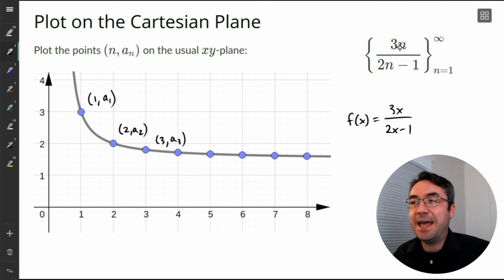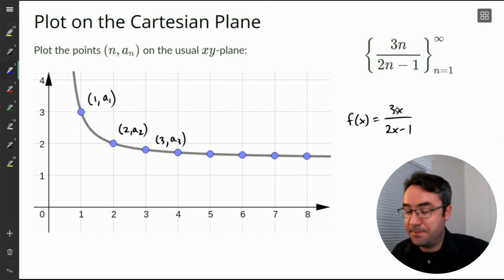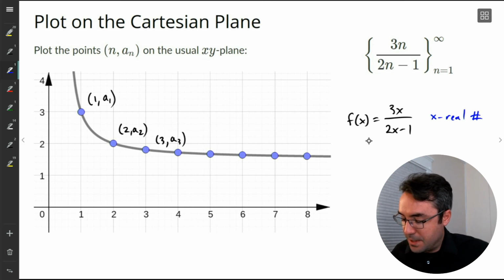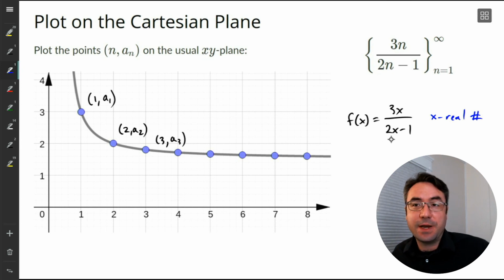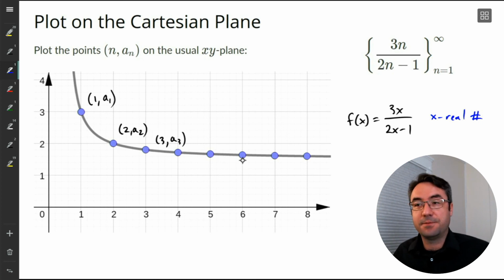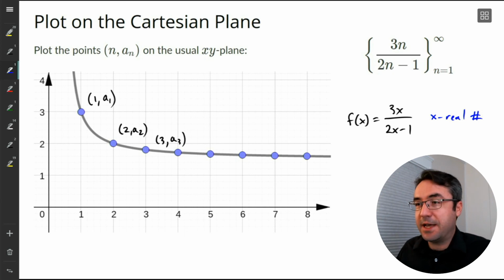Generally, when we use n, we're thinking of n as an integer. So it's a discrete value here. We're getting these discrete points. When we think of a function 3x over 2x minus 1, we're thinking of x as a real number. So when we plot the graph of 3x over 2x minus 1, we're plotting it for all real numbers, so we get all of the points on the curve. With a sequence, we're only getting some of the points on that curve, corresponding to those integer values. So this is one way to picture it. We can picture it on the xy plane.